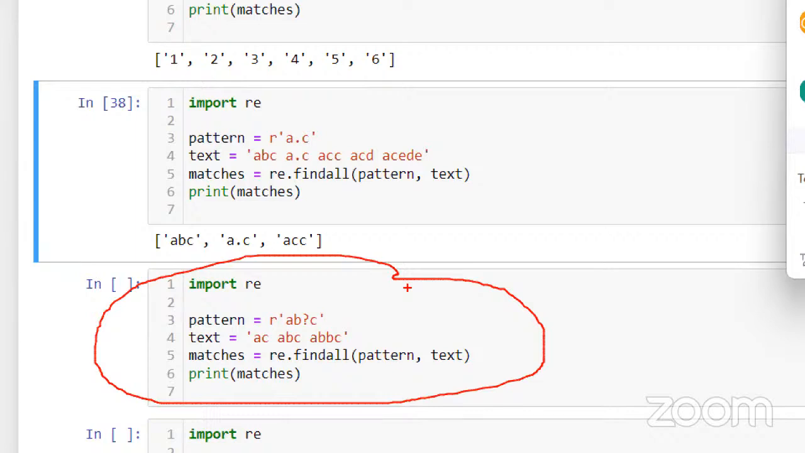So give attention to the symbol you are using. Previously we had dot, now we have question mark. I'm just playing with different symbols.